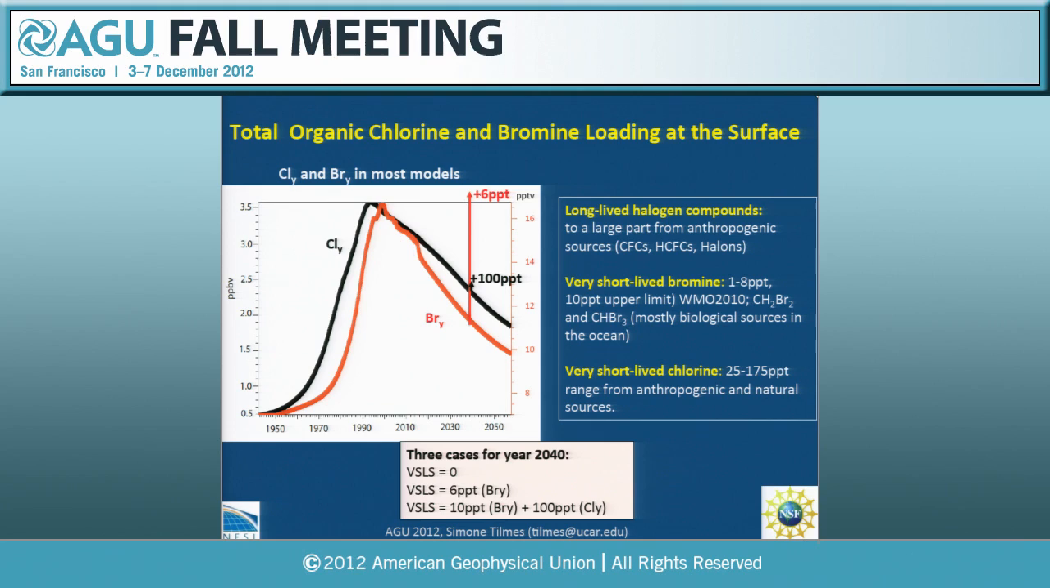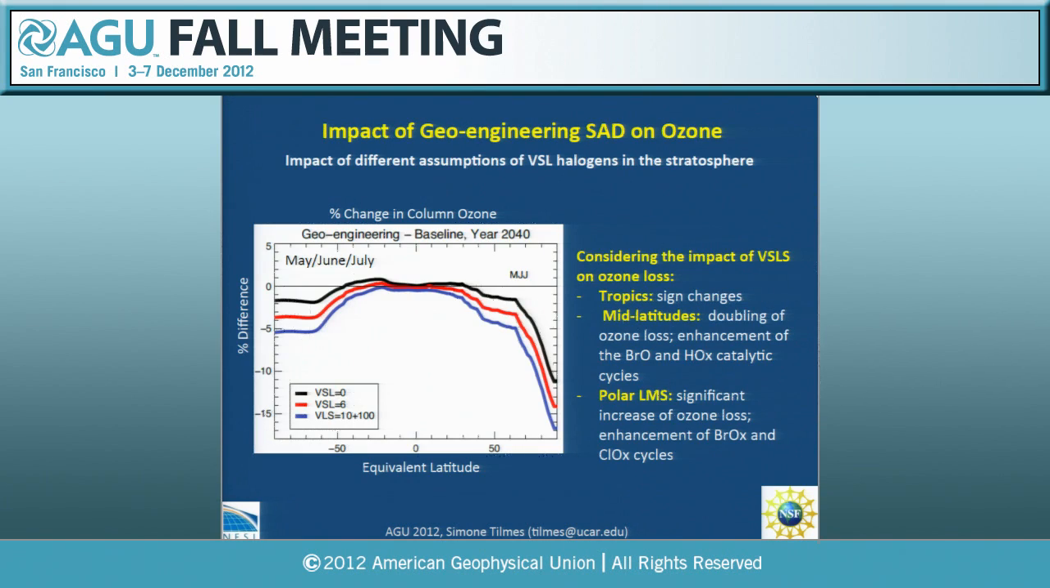So our case is set up in a way that we run 3 scenarios. One is with no very short-lived species, one with 6 ppt bromine, and one with 10 ppt bromine and 100 ppt chlorine. And so I want to jump to the results right away.